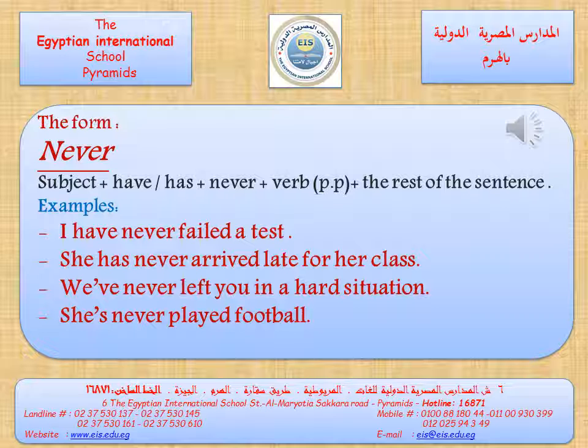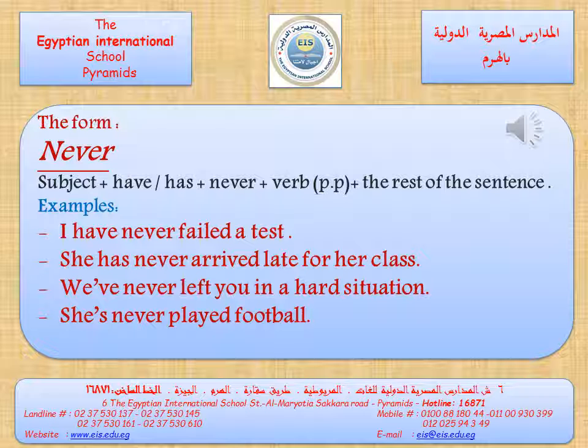The form of the sentences that have never. To make a sentence containing never, we start with subject as usual, plus have or has, plus never, plus the PP verb, then the rest of the sentence. Again, when we use never, the sentence must have subject plus have or has plus never plus verb in the PP form, which is the past participle form, plus the rest of the sentence.